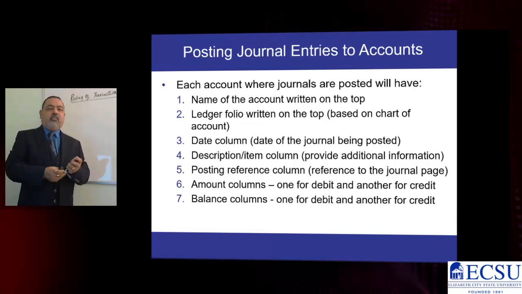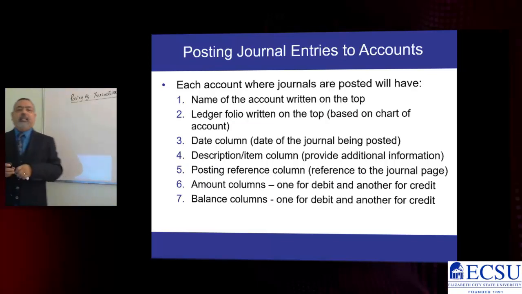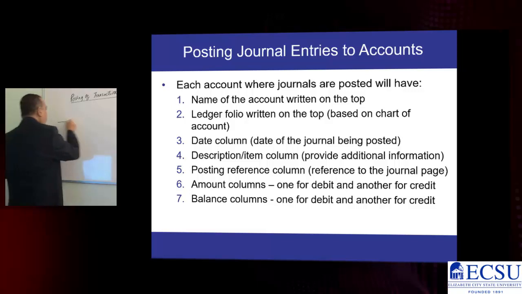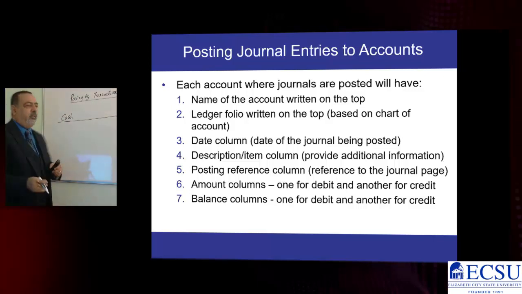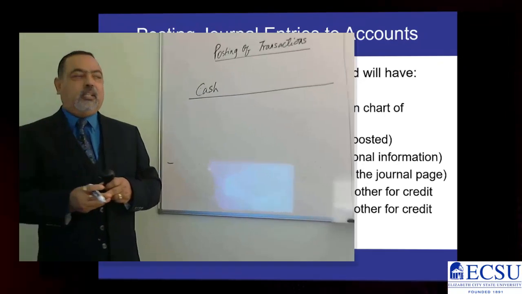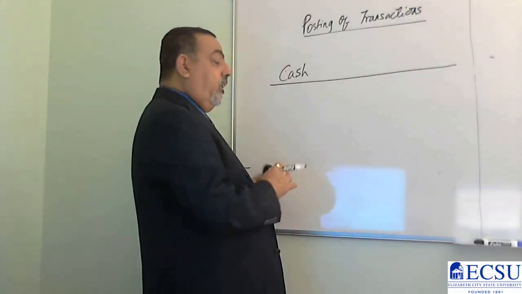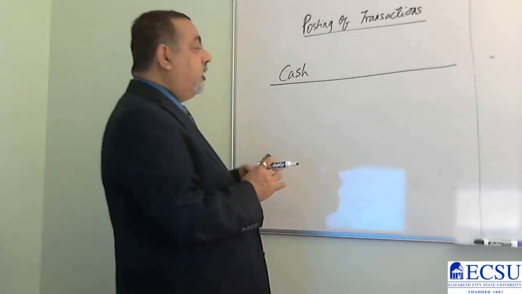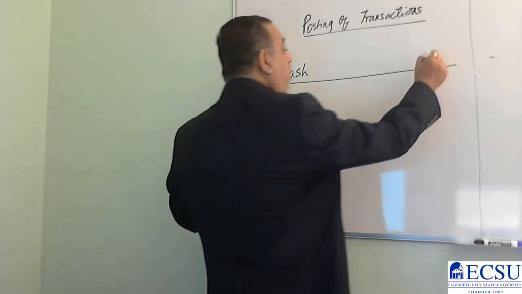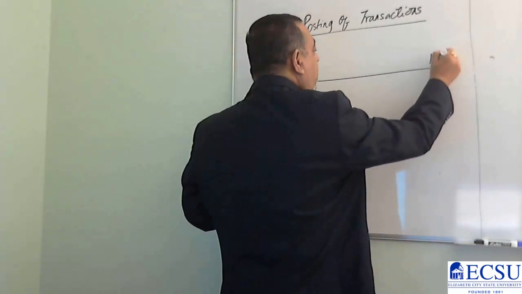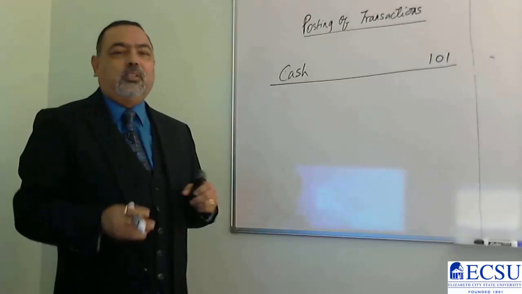Posting the journal entries to accounts. This will happen: each account where journals are posted will have, number one, the name of the account written on the top. So let's say we have a cash account. On the top, you'll write the name of the account, and then the ledger folio based on the chart of accounts. As I have been saying, cash is an asset, and the ledger folio for cash, of course, in the chart of accounts, would be starting with 1, assuming it is 101. So we write that on the top.